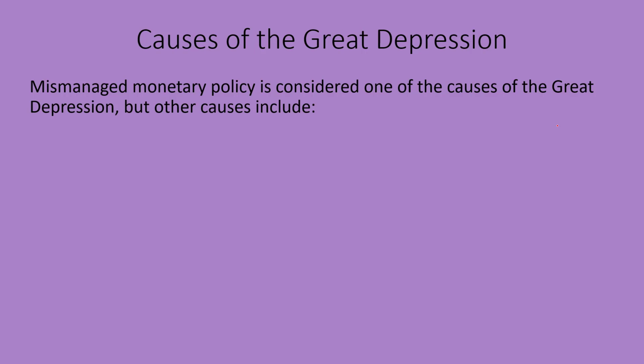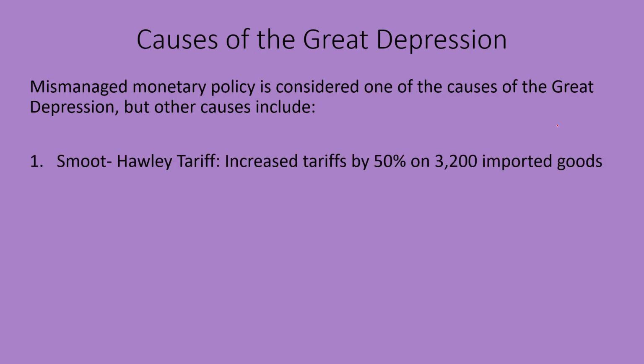Some other causes include the Smoot-Hawley tariff, which was the largest trade restriction ever passed in this country's history. It increased tariffs by 50% on 3,200 imported items. Right? The idea being here that these economic times are so bad, what we need to do is get people to buy American-made products rather than buying products from overseas. After all, if they make products made here in America by Americans for Americans, then that'll help get Americans back to work, and that'll help lift us out of this recession.